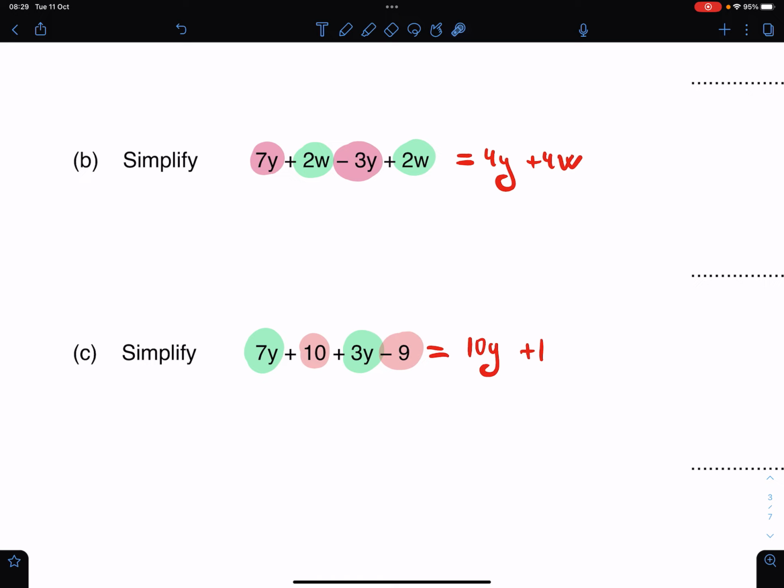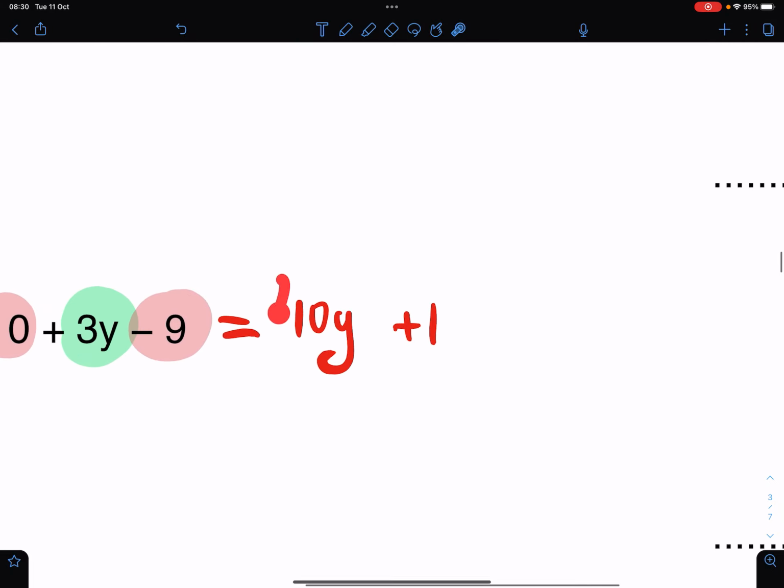Guys, look, as you probably realize, I'm not adding these two. 10y plus 1. I'm not adding this because I can't, because they are not like terms. First we need to know what y is, then we can add it, but we don't know y. So 10y plus 1, that's the final answer, alright? I'm not going to write it as 11y, Yusuf.